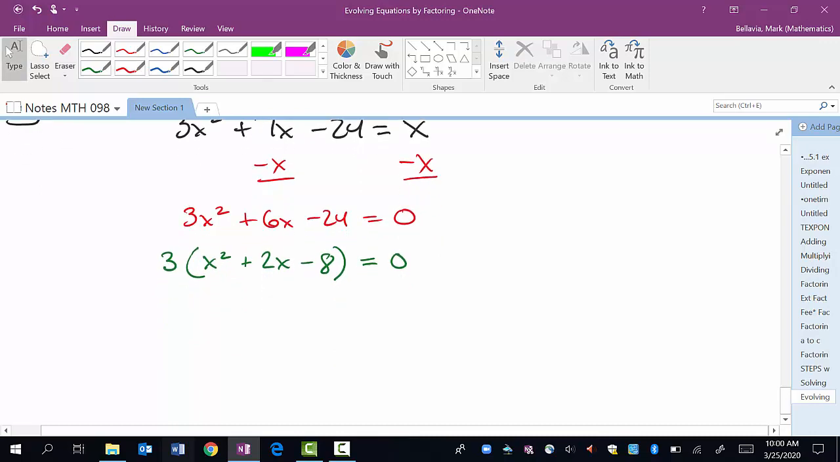Remember, once you've factored out a GCF, you want to look inside of here to see if you can factor any further. So you count the number of terms you have, which in this case is 3. You look to see if you see a value other than 1 in front of your x squared. We don't, so we have a 1 in front of our x squared.